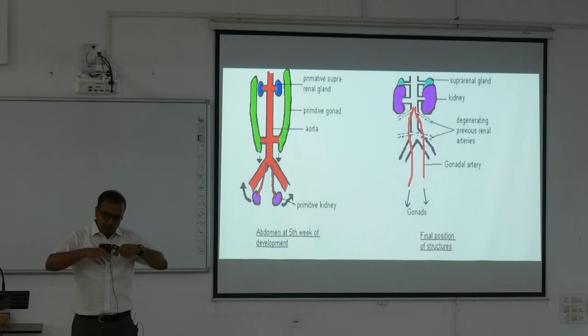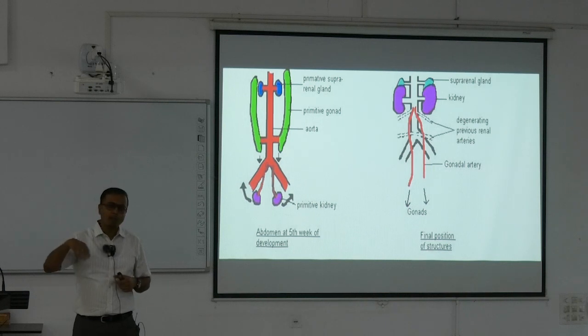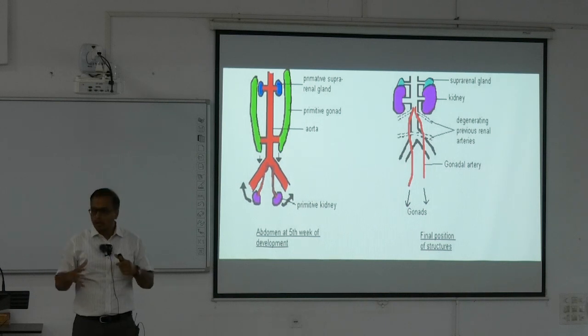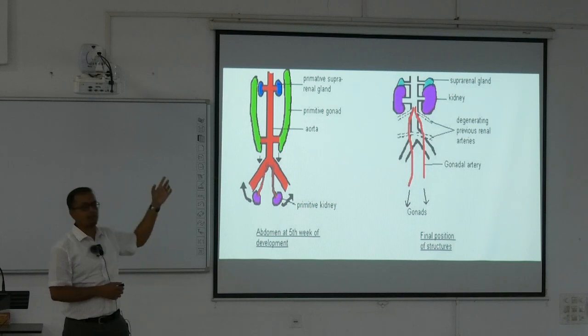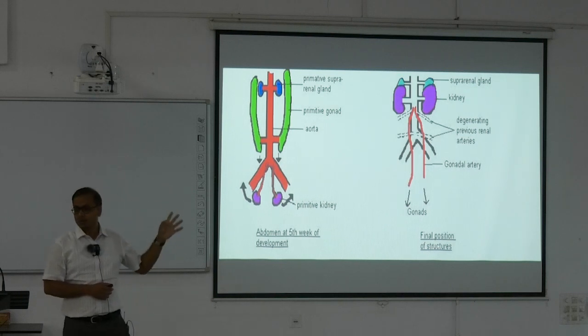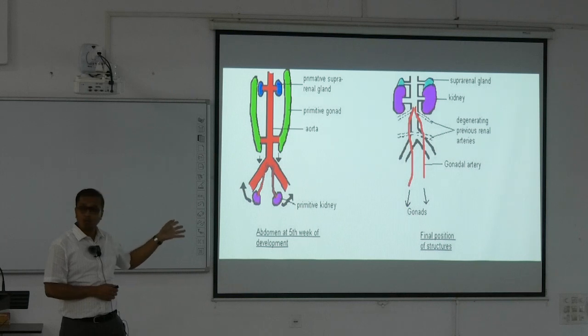As a result, this particular lower part of the body is elongated. As it is elongated, we get more room and the kidney moves up. This is one factor which is helping this particular kidney to move up.